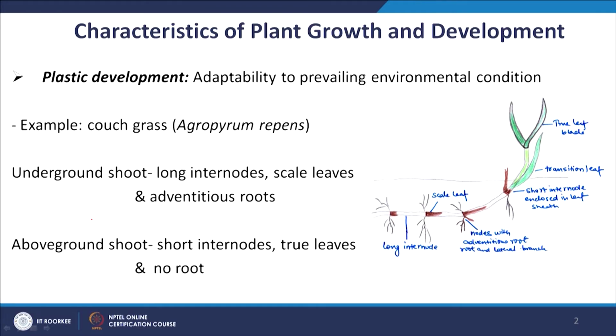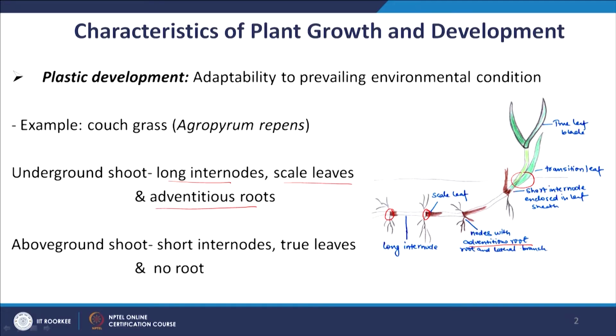But what you can see is that when the shoot is growing underground, it has a developmental program giving rise to long internodes and leaf-like structures called scale leaves, and more importantly, at every node you can see a lot of adventitious root development. So, this is an important thing. There is a developmental program going on here, but once this growing shoot reaches the ground and comes outside, it switches its developmental program.